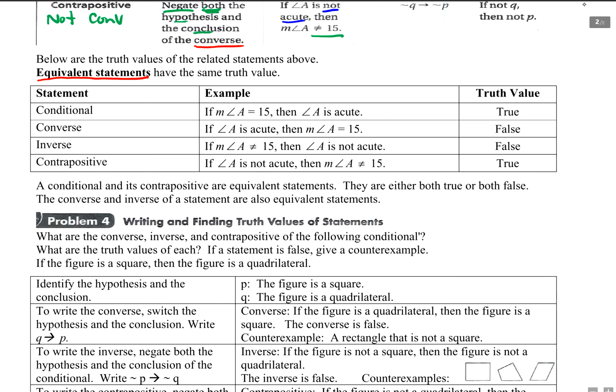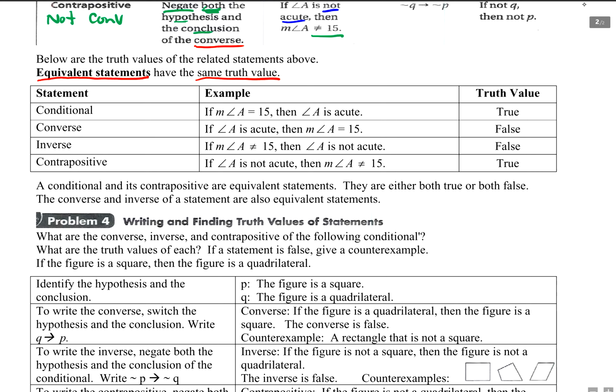Equivalent statements have the same truth value. So let's look at our statements here. Our conditional, if your angle measures 15 degrees, then it's acute. That is true. And the converse of that, which is where we switch them, if it's acute, then it measures 15 degrees. Well, an angle that measures 14 degrees is still acute, so this one is false.